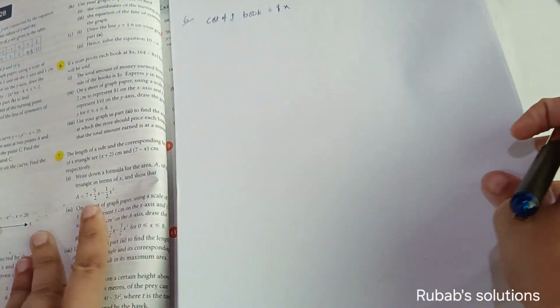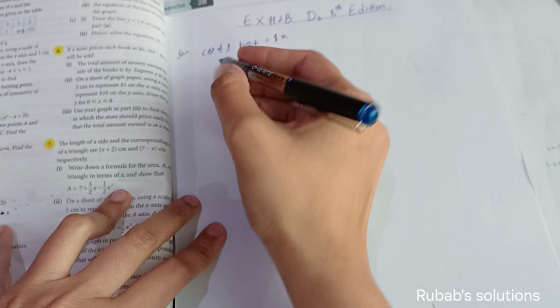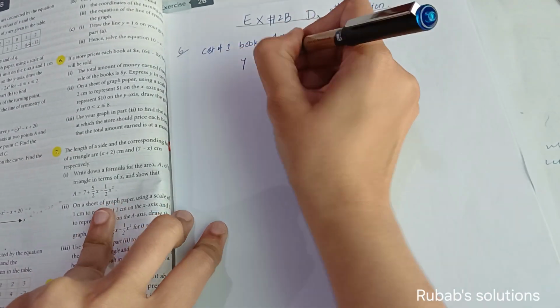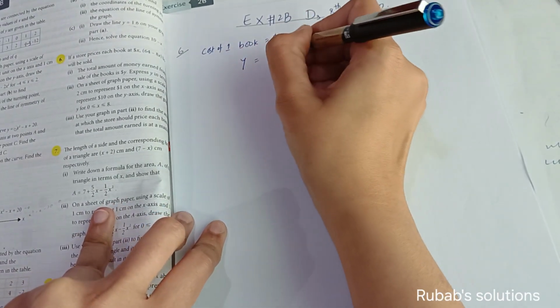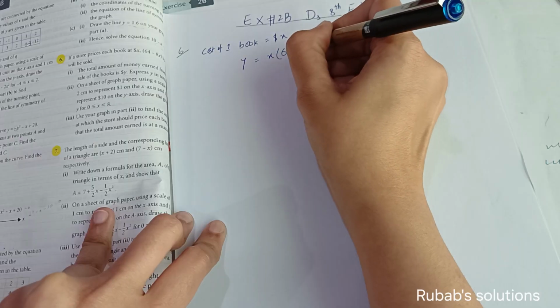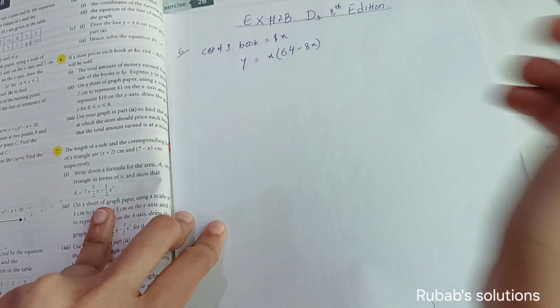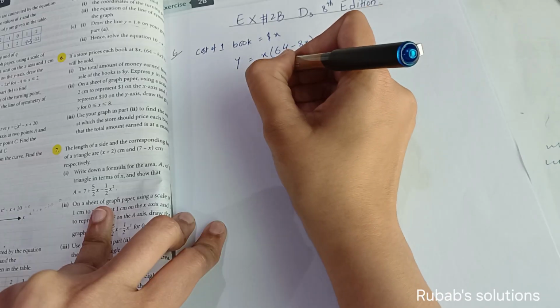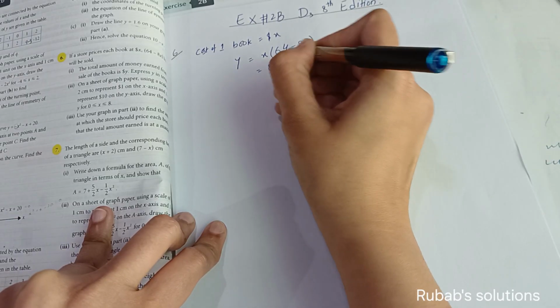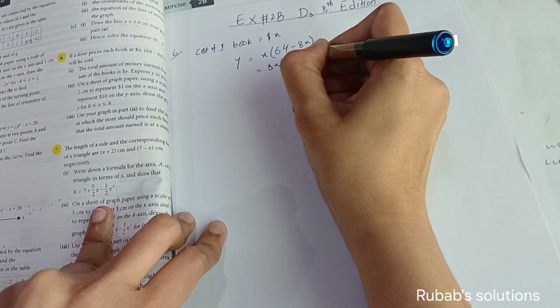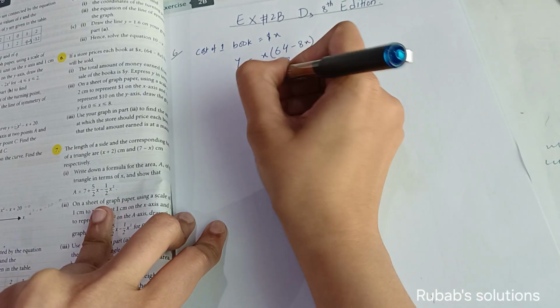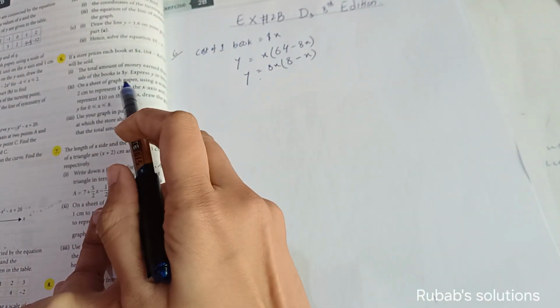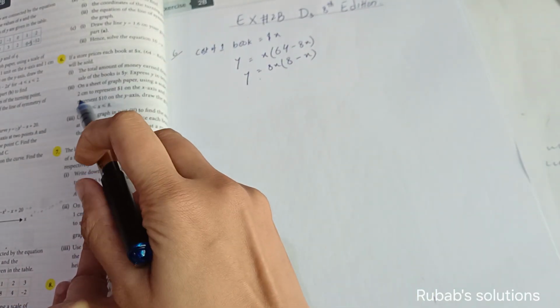So obviously when we sell out something, that means you have to multiply it. So y is equal to x into the total number of books, 64 minus 8x. So if you want to take 8 common from here, it will be 8x and the remaining is 8 minus x. So this is your equation for expressing the terms in y.